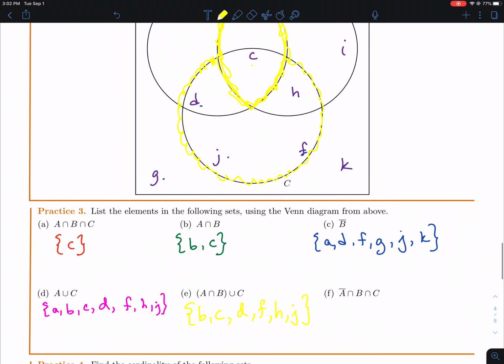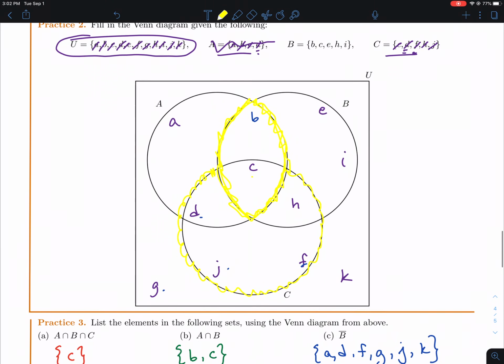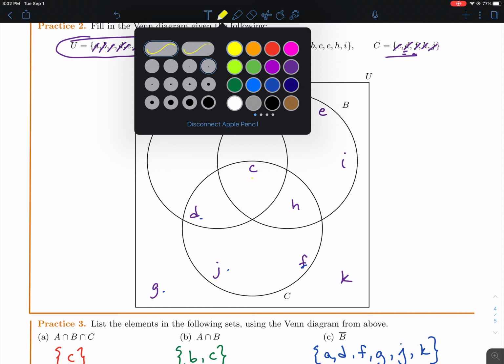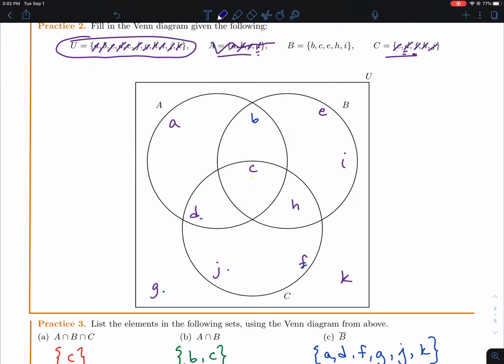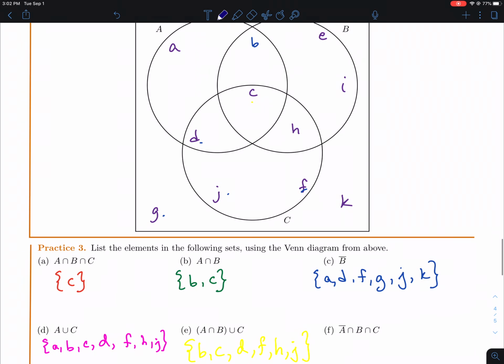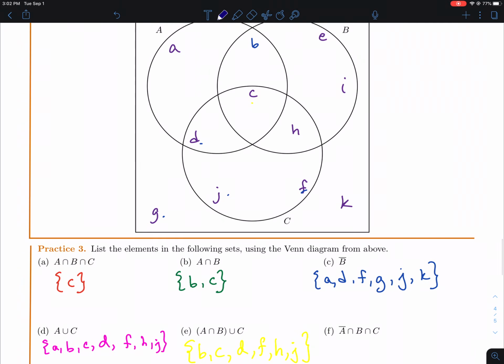And so finally, last one of these at the moment. Let me try to erase this again without wiping out everything. Good. So let's try a different color here. Let's see, did I use that color? Well, we'll find out. In this case, we've got A complement intersect B intersect C.